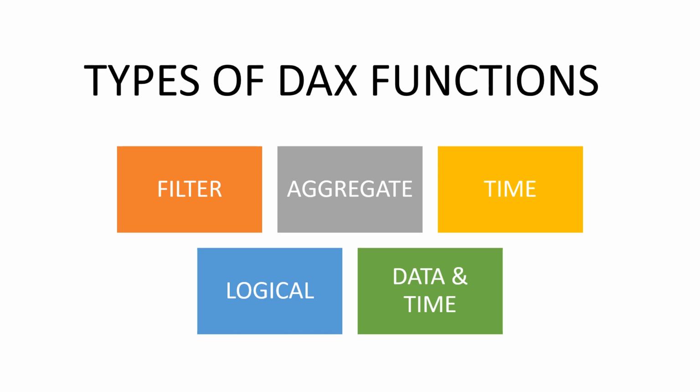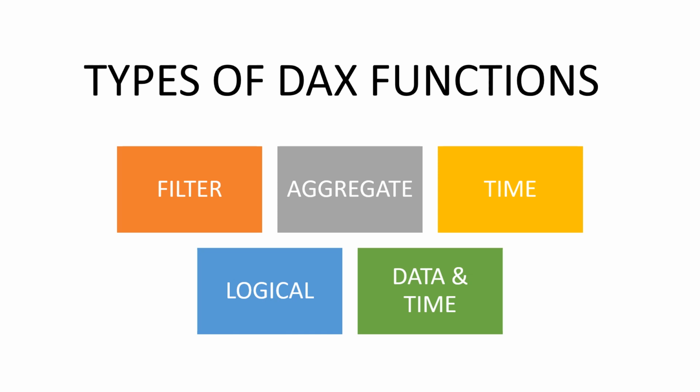Let us discuss DAX aggregate functions first. DAX aggregate functions aggregate any expression over the rows of a table and are useful in calculations. There are different types of DAX aggregation functions. Some of them are AddColumns, AVERAGE, COUNT, COUNTX, COUNTA, COUNTBLANK, etc. Then we have DAX filter functions.